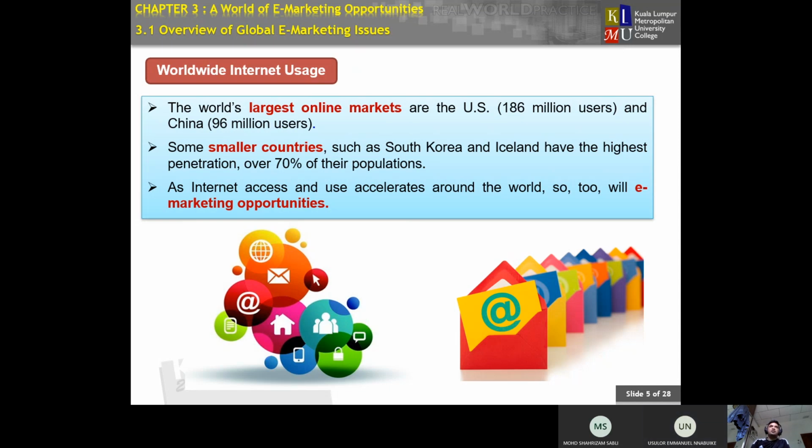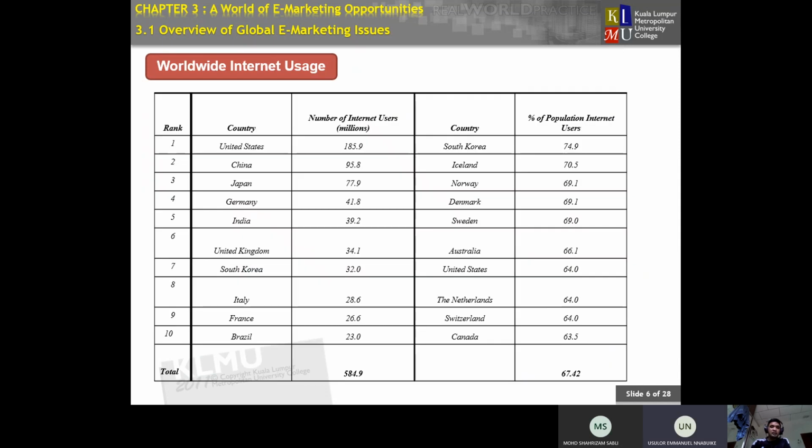Nowadays you guys have heard technology is advancing day by day. The same goes for the internet. The more technology advances, the more people can access the internet world nowadays. So that's where you guys can take the opportunity to do e-marketing. So these are the statistic numbers. Actually, it has already changed a little bit.